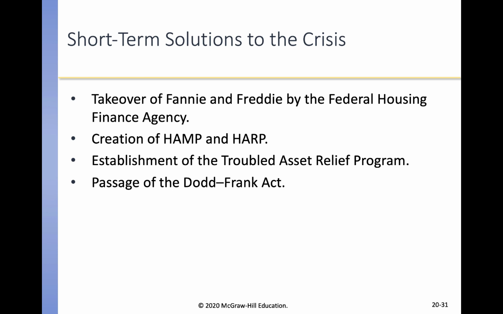When they all went into default, it sent, of course, the housing industry into crisis, which sent Fannie, Freddie, and Ginnie into crisis, which sent the stock market into crisis, and it really had a dramatic effect on our economy. So to try to fix it, there was a takeover of Fannie and Freddie by the Federal Housing Finance Agency. They created, which we're going to talk about later, HAMP and HARP, two programs to help borrowers who had loans basically they had no business having. They established TARP, Troubled Asset Relief Program, and we passed the Dodd-Frank Act.